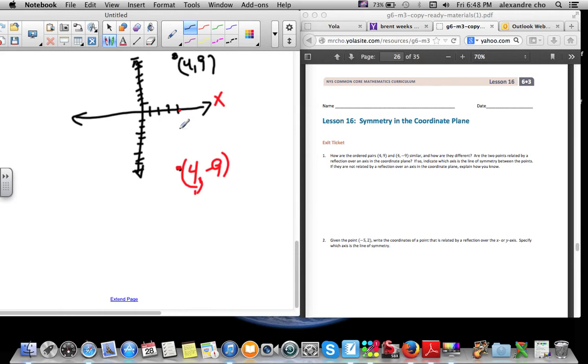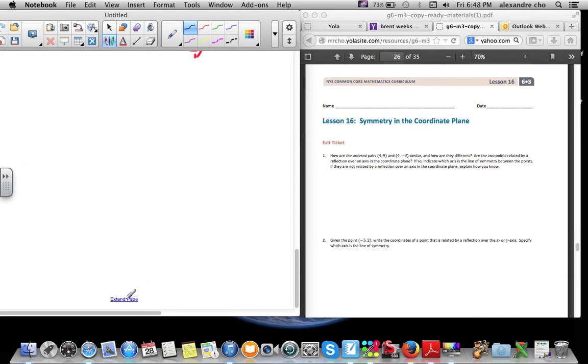Okay. Question 2. Again, let's draw this out as best as I can, or you can. And we want negative 5 and 2. 1, 2, 3, 4, 5. Negative 5 and 2, go up 2, about here. Okay, this is my x, this is my y, so this is negative 5 and 2.